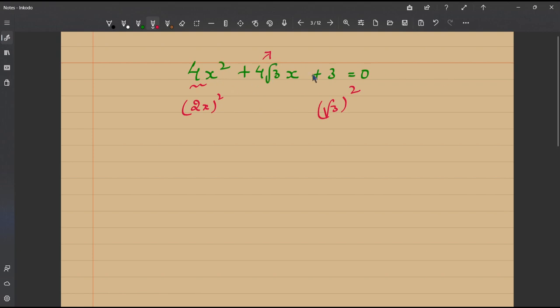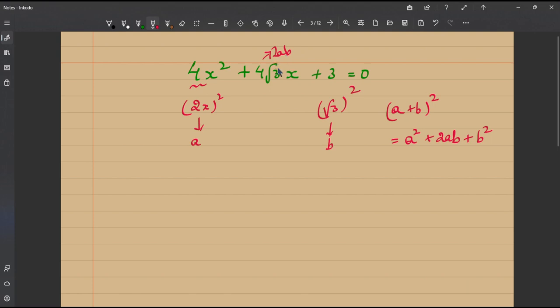Now, for a quadratic equation to be a perfect square, it should be of this form: (a plus b) whole squared should be of the form a squared plus 2ab plus b squared. We already have a squared here, which is (2x) the whole squared, and we also have a b term here, which is root 3. So, does this satisfy 2ab?